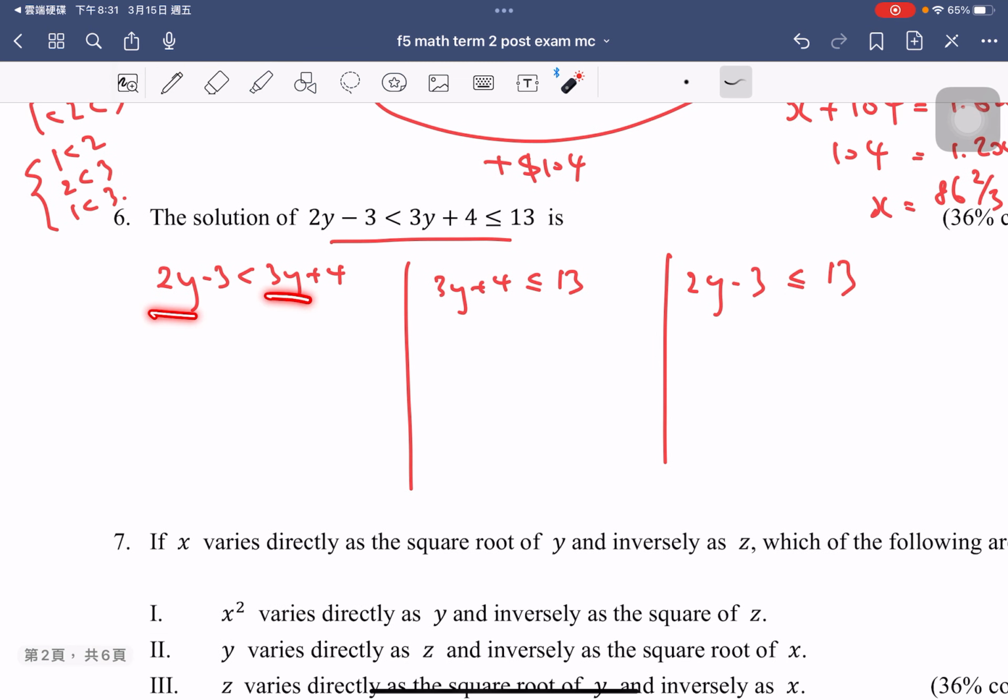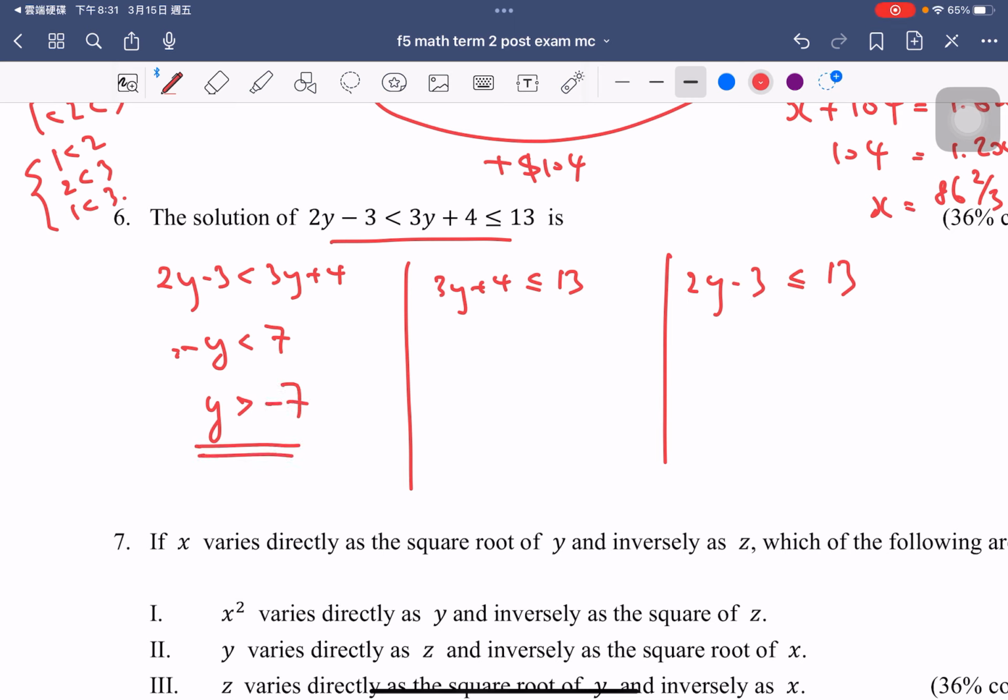So 2y minus 3y, giving you negative y smaller than the one, the negative 3 moving to the right becomes 7. So 4 plus 3 giving you 7. And then now I need to divide by negative, so I need to change the sign. It becomes greater than. So the first answer is going to be y is greater than negative 7.